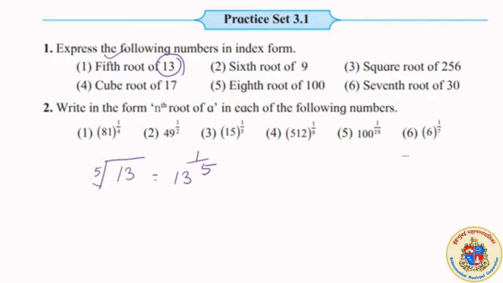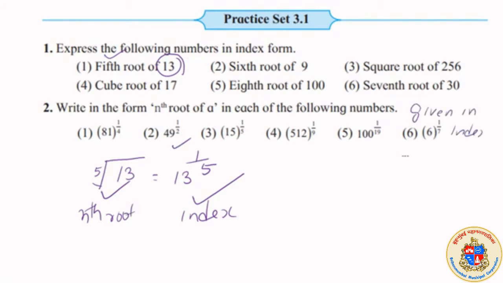Write in the form of nth root of a in each of the following numbers. So this is nth root formation. This is index form. This is nth root. Here it is given in index form. You have to show it in root form. That means 100 to the power of 1 upon 19, its 19th root. You have to find the answer.